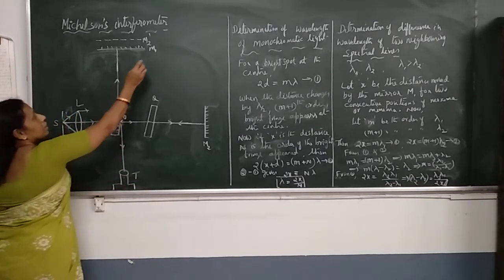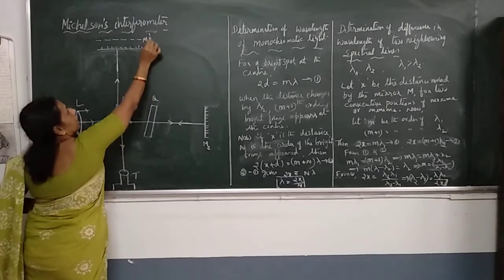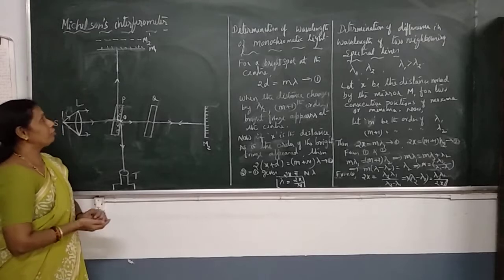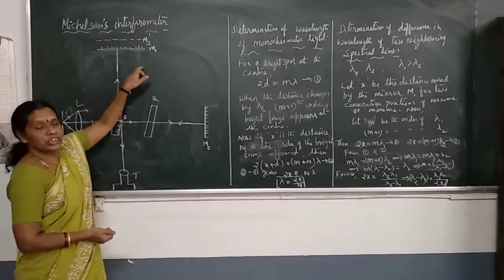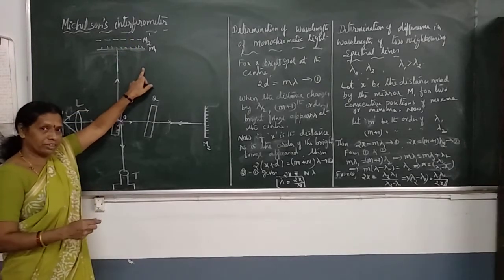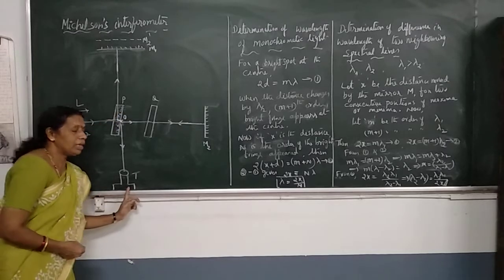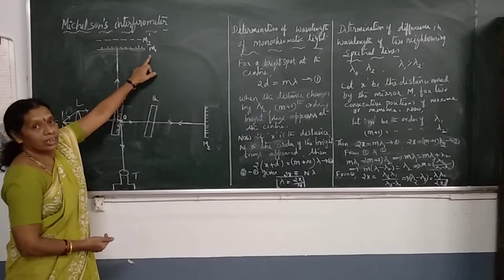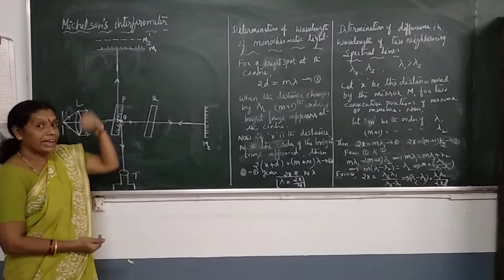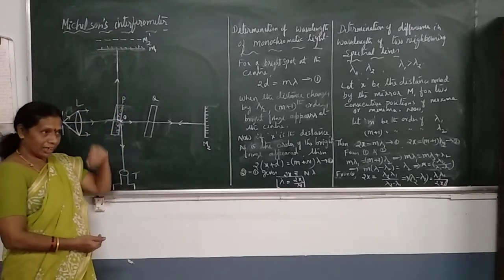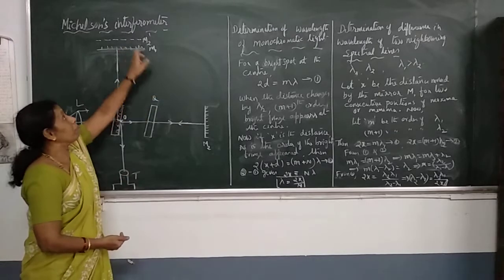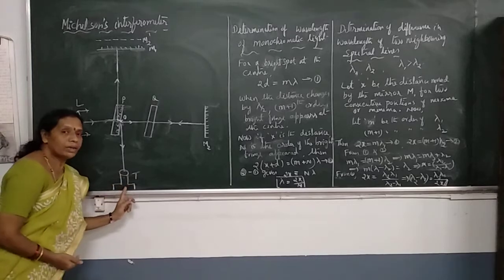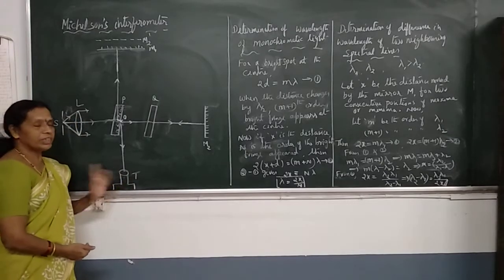Now, these two, M1 and M2 dash, the light reflected from M1 and M2 dash behave like coherent sources. They interfere and produce the fringe pattern here. The light reflected from M1 is a real source, and the light reflected from M2 dash is a virtual source. These two interfere to give the pattern in the field of the telescope.